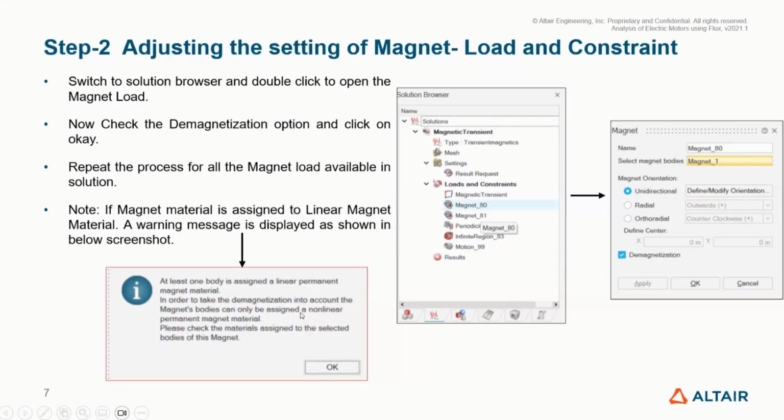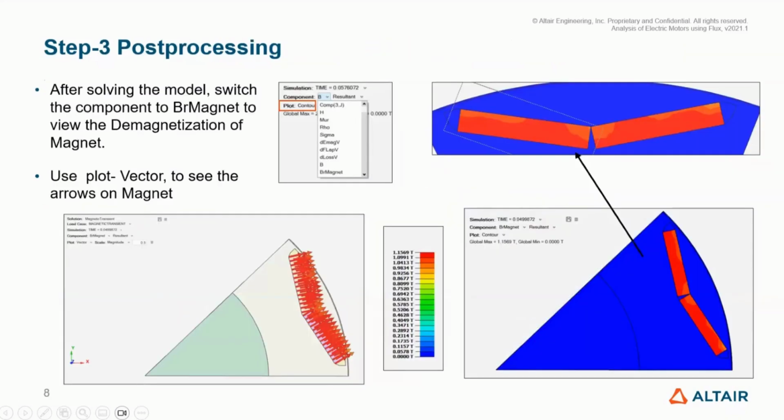So once you adjust a nonlinear magnet and check the demagnetization option inside the magnet load and constraints, you are ready to solve the model. You can click on results and then update the results as demonstrated earlier. Once the model is solved and the results are ready, you can see the B, the magnetic flux density initially, but in order to see the representation of the demagnetization, you need to switch from the B to the BR magnet.